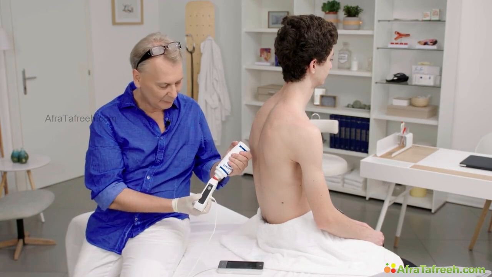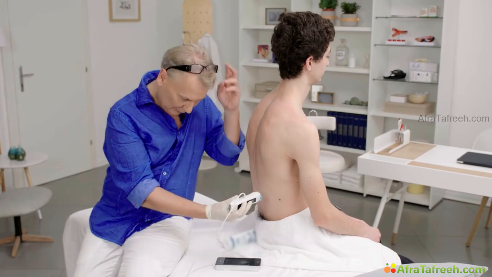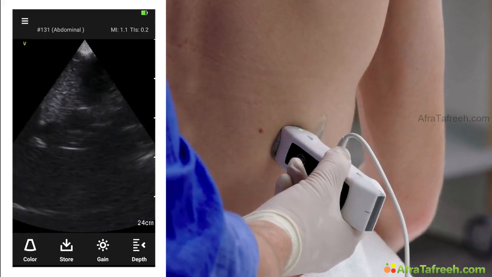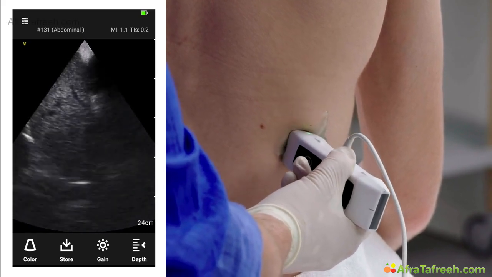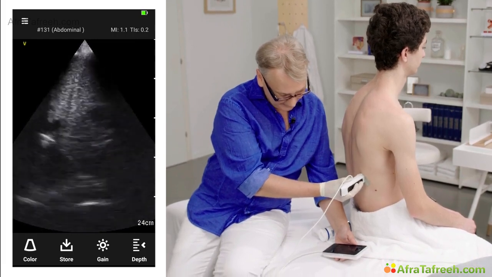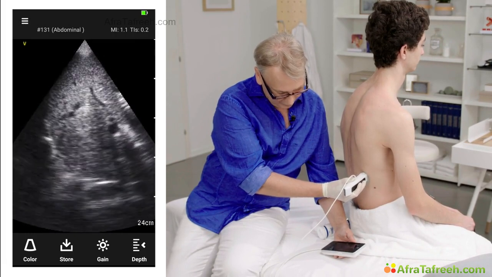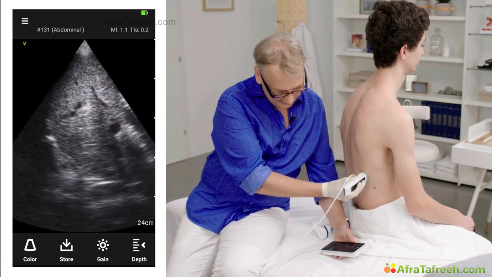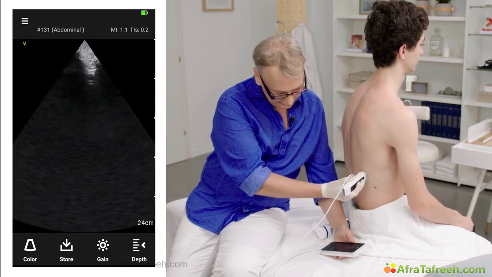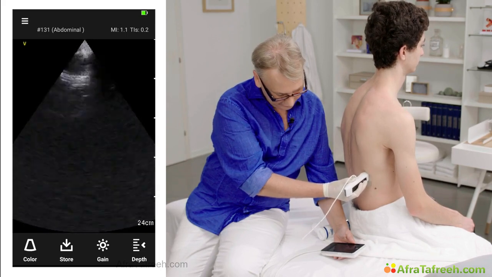So again, I will be imaging in a longitudinal direction with the marker pointing upwards. Here I will be imaging the area where I expect the diaphragm to be, which is right here. Again, you can see the interface between the pleura and also the liver. Now, with inspiration, you see that the image turns dark. So lung tissue is moving into the field of view. This again is an indicator that there is no pleural effusion.